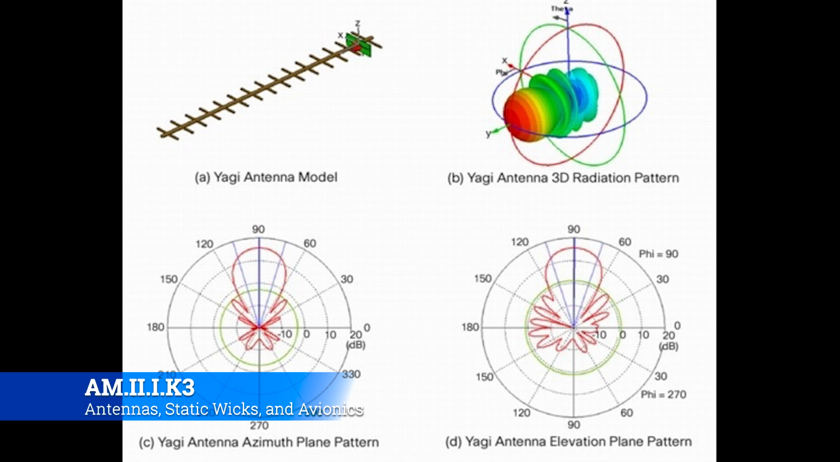All right, so this is what it looks like. There's the Yagi in the top left-hand corner. To the right of that is the three-dimensional breakdown, or the pattern of how the antenna lobes, and the other two give you a two-dimensional plane and an idea of what that looks like.